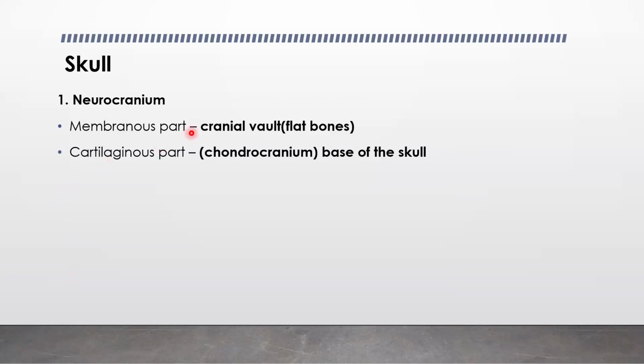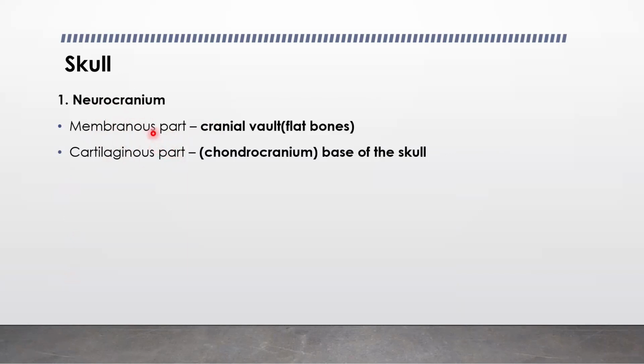So we start off with the skull. So remember, the skull, we'll divide it into two. We'll start with the neurocranium, then you go to the viscerocranium. So the neurocranium is the one that covers the brain. Viscerocranium is the one that ideally forms the face. So neurocranium has two parts. It has a membranous part, and then it has a cartilaginous part.